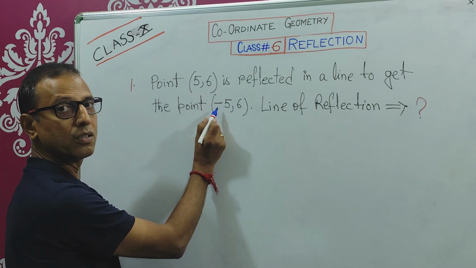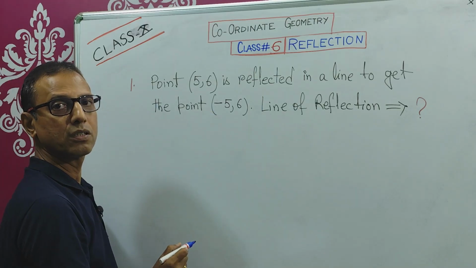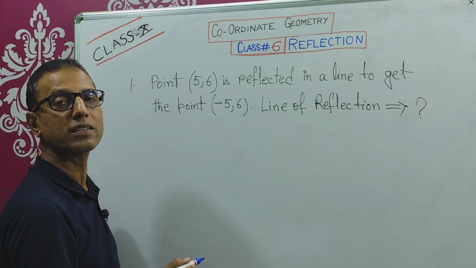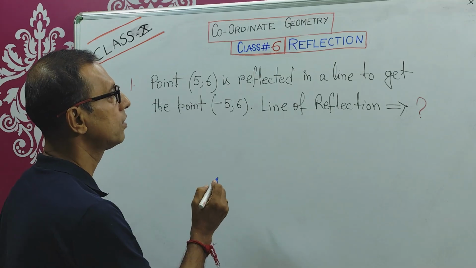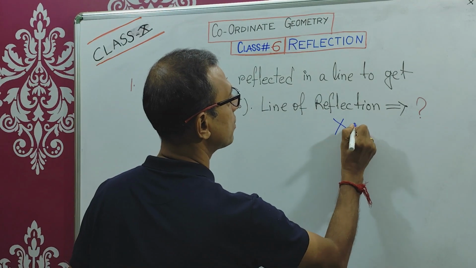That means, what is the mirror plane? The y-axis. What is the equation of the y-axis? x equals 0, right? So the line of reflection will be x equals 0.